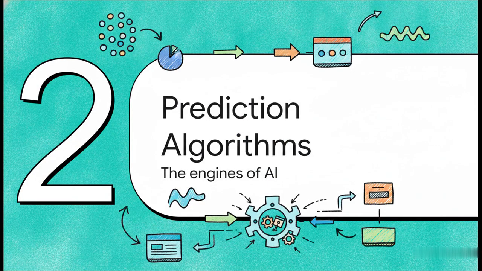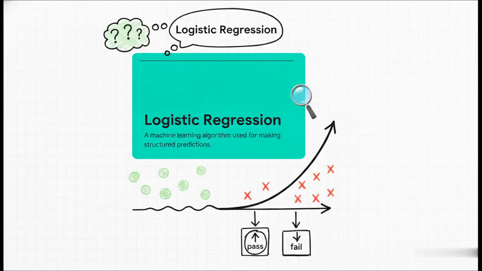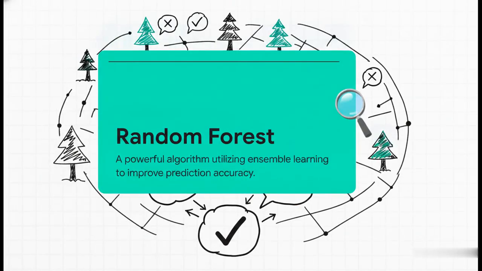Moving right along to Section 2, Powerful Prediction Algorithms. So how does the AI actually process all this data to categorize outcomes? Well, let's look at a real heavy-hitting algorithm, logistic regression. Now pay close attention to the name here because honestly, it's a bit of a trap. Even though it literally has the word regression in its title, it is actually a core algorithm used primarily for classification tasks. It works by analyzing the data to calculate the probability of a specific structured outcome. Think of it like the AI drawing a clear mathematical boundary to cleanly categorize whether a student is going to pass or fail.